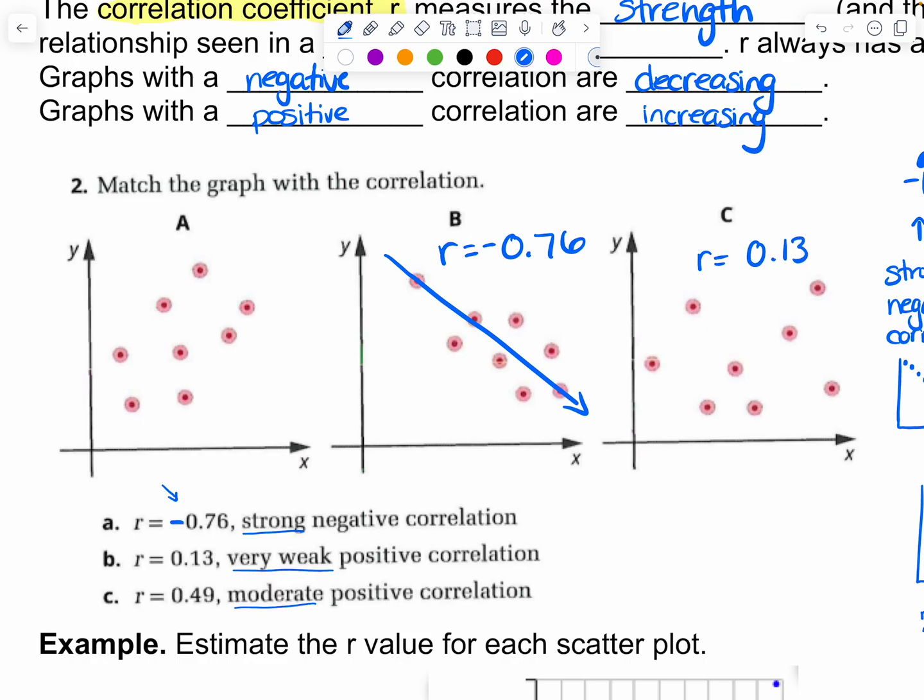If you look at C, those points are very spread out. You might almost say there's no correlation, like it's a very, very weak correlation. There's not a trend that you can see in those points. Whereas for A, you can see, oh yeah, there is a trend. The points are further off though, so it's maybe just a moderate.